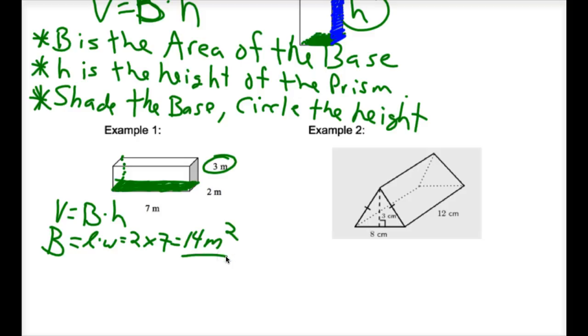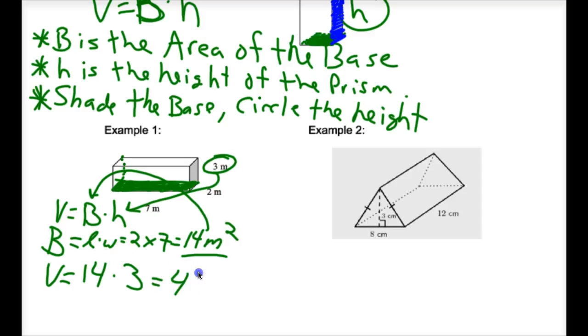So, 14 meters squared is just big B. Now, we're going to take that and plug it in for big B. We take the number that we circled and plug it in for the height. So we go back to our V formula. V equals 14 times 3. Feel free to grab your calculator, or if you're just really smart, you know what 14 times 3 is. 42. 42 meters. Do we know how to label volume, guys? Cubed. Area is squared. Volume is cubed.